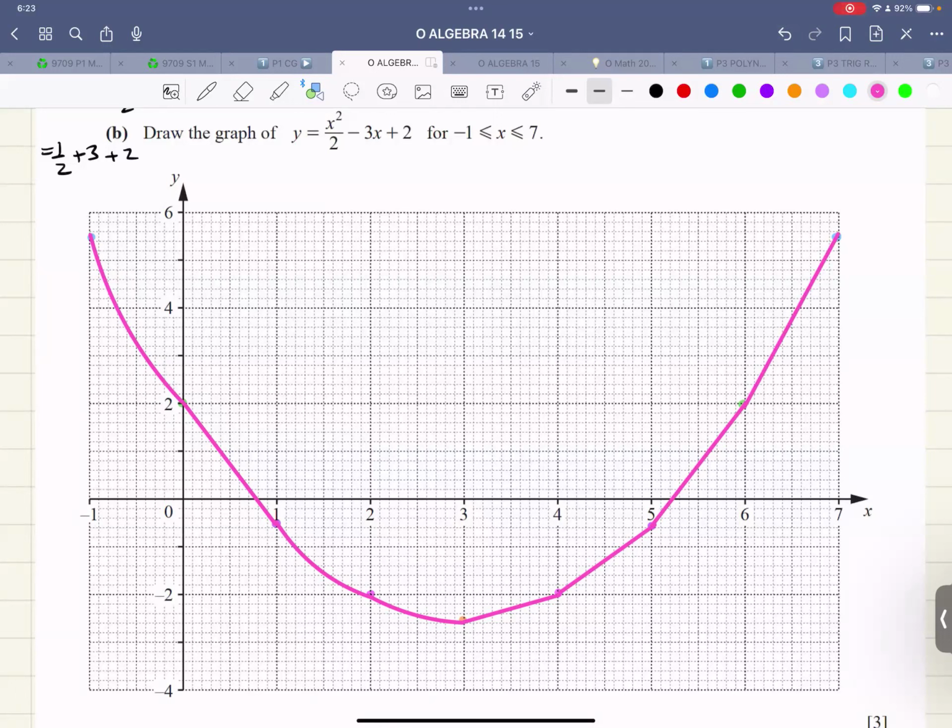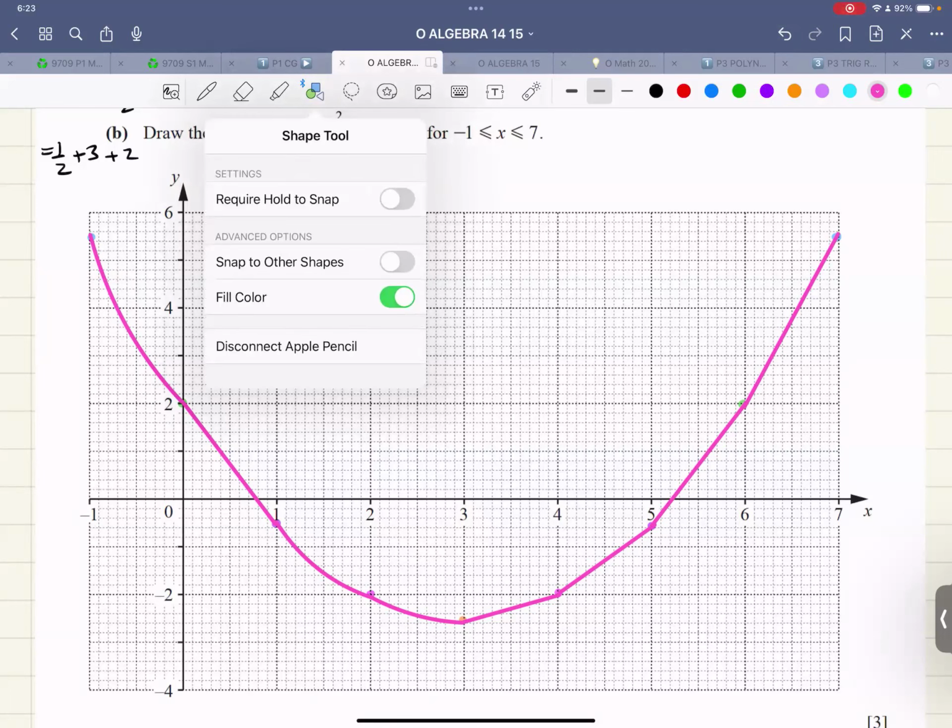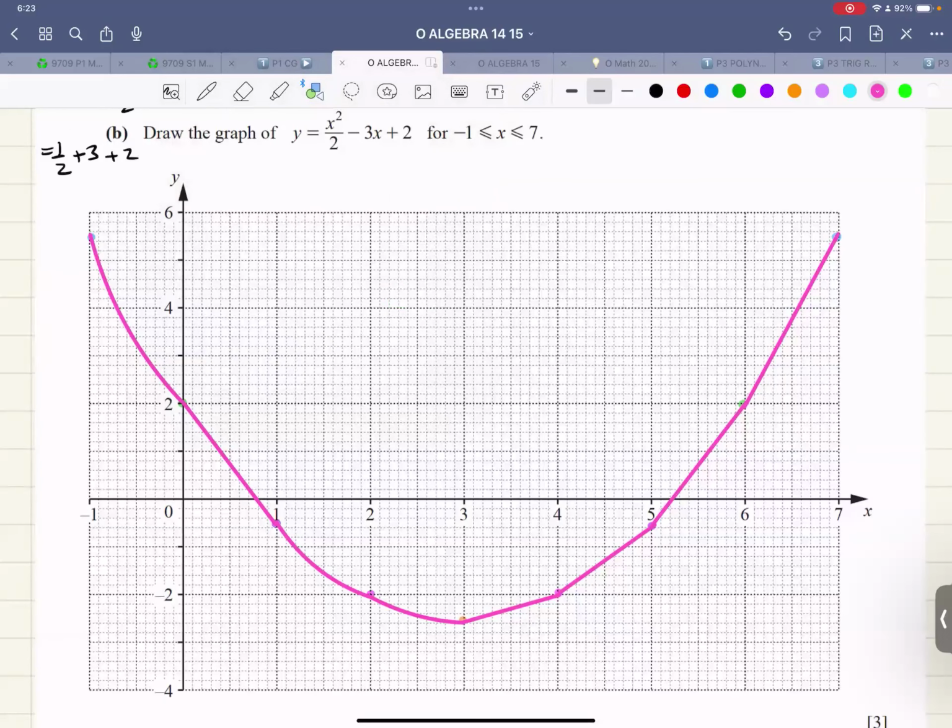Okay, so that's how the graph is drawn. You see sudden breaks over there. That is because it would snap to other shapes and required to hold snap, whatever that is. So maybe that is the reason, and that's how the graph is drawn. Also, make a habit of highlighting the points. So this is one point, this is the other point, this is the third point, this is the fourth point, fifth, sixth, seventh, eighth, and ninth. So that's how the graph is drawn.